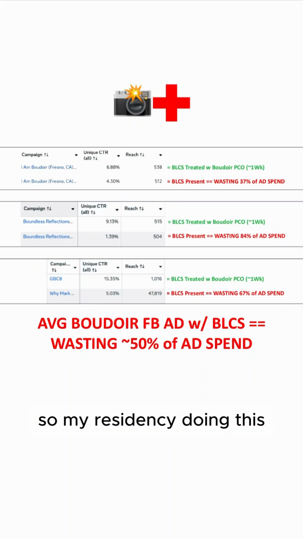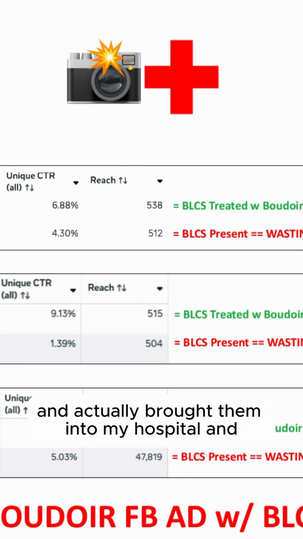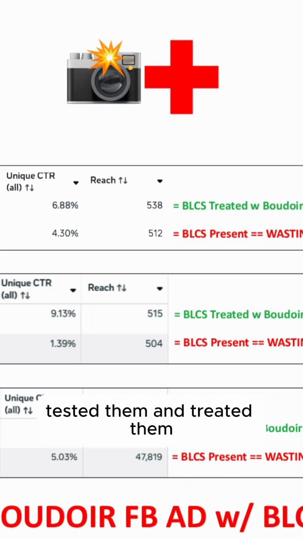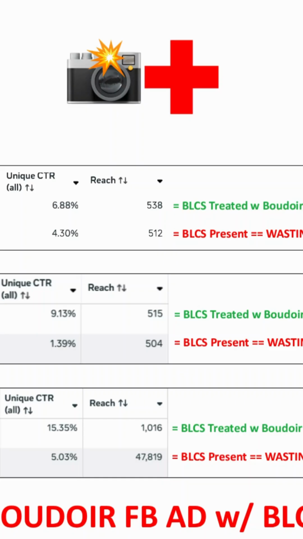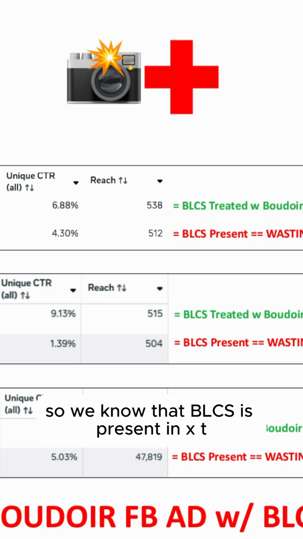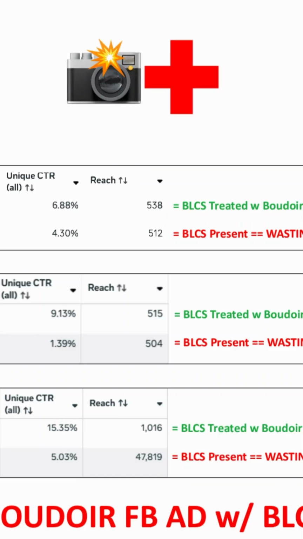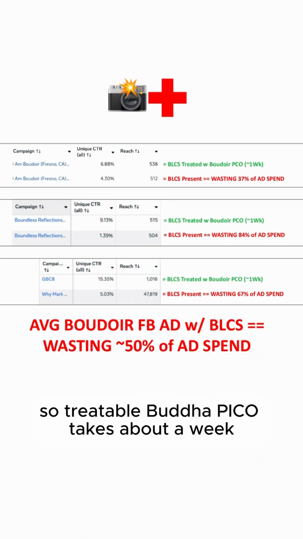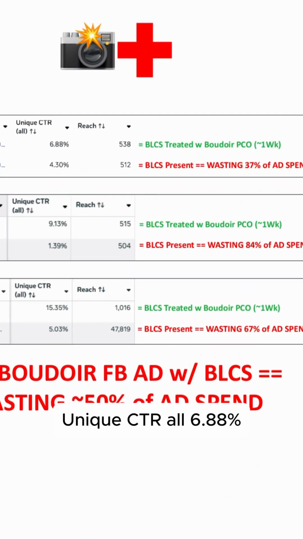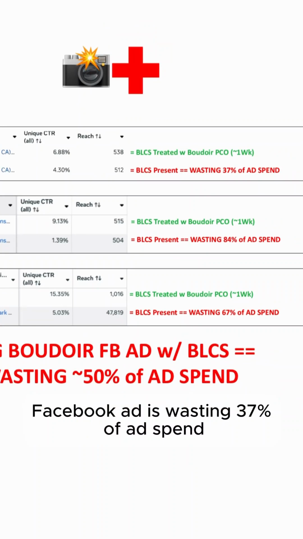So in my residency doing this, I found some Boudoir Facebook ads out there in the wild, and actually brought them into my hospital and tested them and treated them. First one, found out the unique CTR is 4.3%. So we know that BLCS is present. Unique CTR under 6%, Boudoir low click syndrome. So treated with Boudoir Pico, takes about a week. Unique CTR 6.88%. So we found out the original Boudoir Facebook ad is wasting 37% of ad spend.